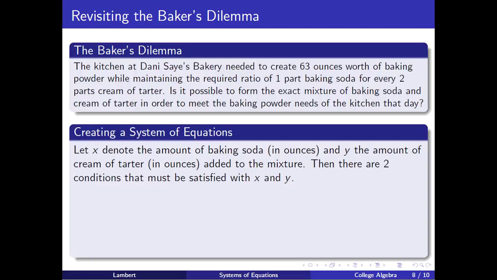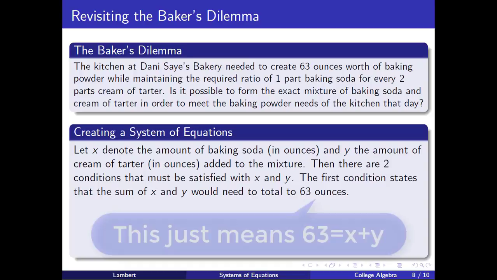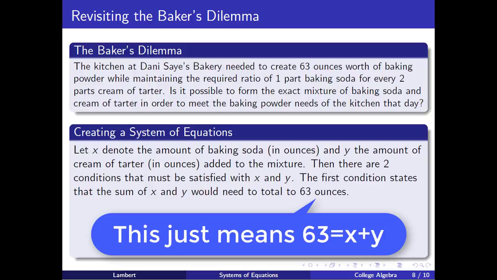We're going to begin by letting x denote the amount of baking soda in ounces, and y the amount of cream of tartar in ounces added to the mixture. So there's 2 conditions, essentially, that we need to look at. We'll begin with the first one. It appears right in that first line. We have 63 ounces worth of baking powder. And remember, baking powder is created by mixing baking soda and cream of tartar. So that means if we add the amount of baking soda with the amount of cream of tartar, that should give us 63. So the sum of those two values, x and y, should give us 63.